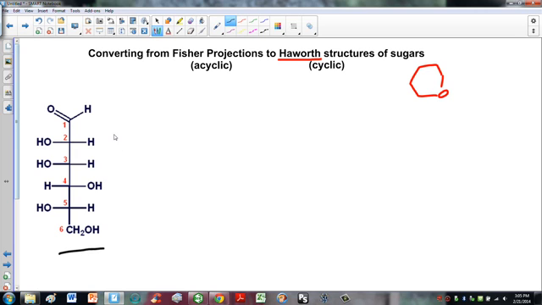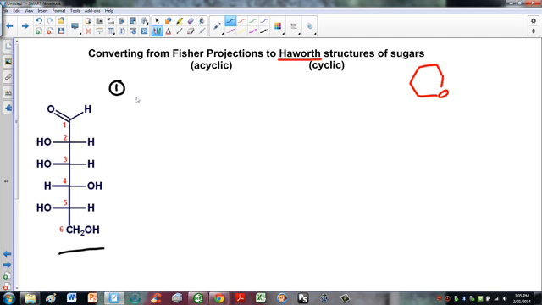Alright, the first step is to start off with the Fischer projection of the sugar that you have. Make sure you can tell how many carbons they have. 6, 5, 4, 3, 2, 1, so it's got 6 carbons. There's an aldehyde up on top. You've got OHs on 5 of the carbons. Carbons 2, 3, 4, and 5, okay? So, like I said, there are 3 steps involved here.